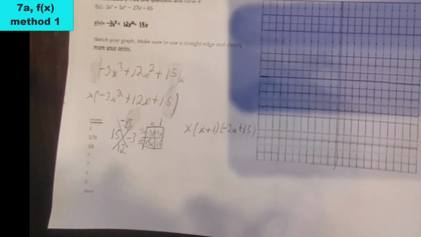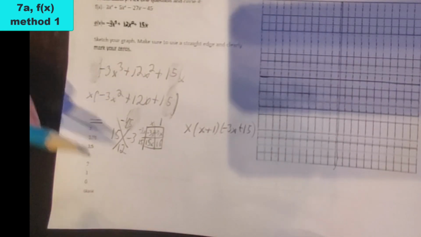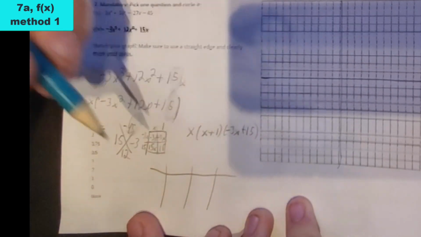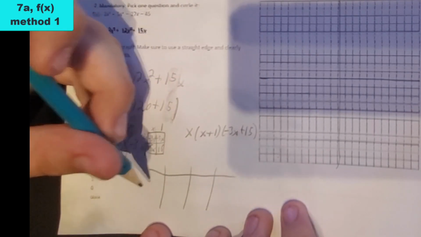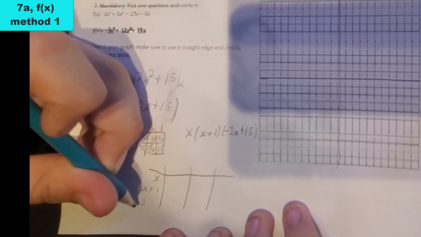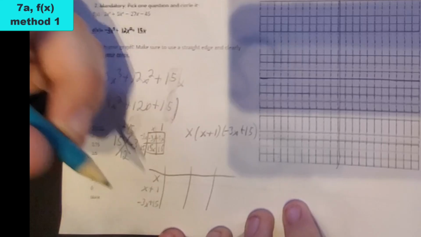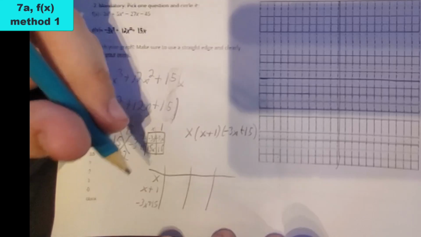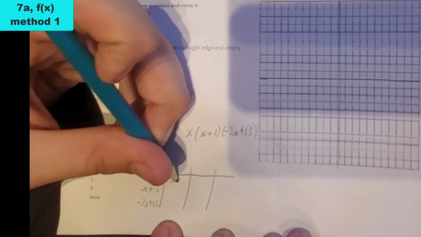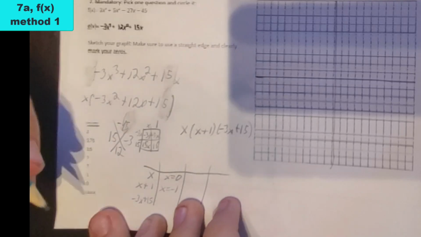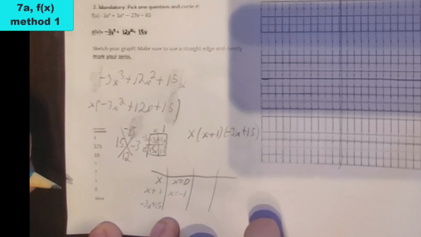And then from there, we just need to find our zeros. We'll make our little table, and over here we're going to put our factors. So we have x, x plus 1, and negative 3x plus 15. Negative 3x plus 15 is the only one that really gets you winded. x equals 0 for x, x equals negative 1 for x plus 1, and for this one, I'm actually going to do the math outside of my head.